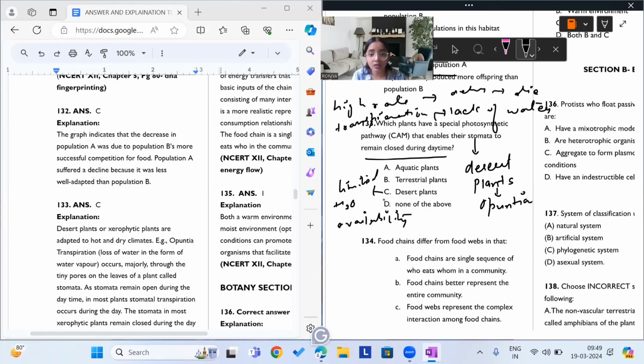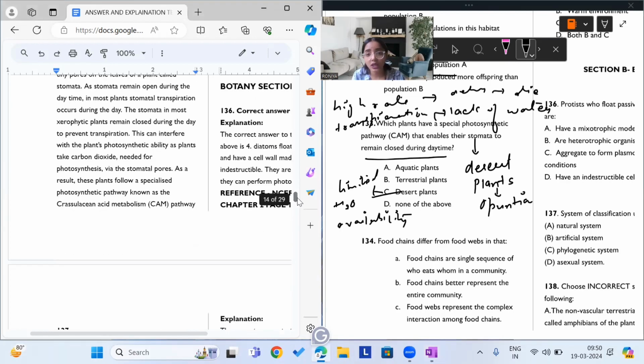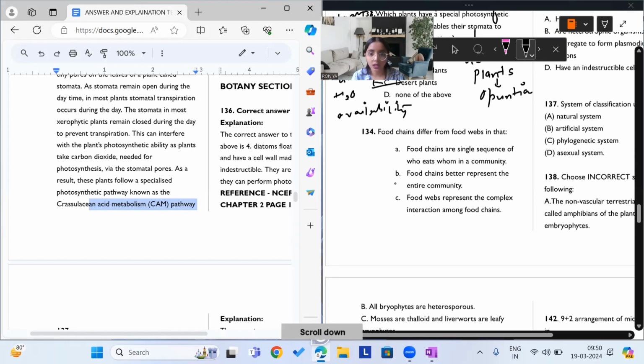Okay, so to prevent this, desert plants have developed a special mechanism called CAM. What is it called? CAM, Crassulacean acid metabolism. As you can see here, the CAM pathway, Crassulacean acid metabolism, is helpful for desert plants to conserve the limited water they have. So the answer to this question is option number C. I hope it was clear.